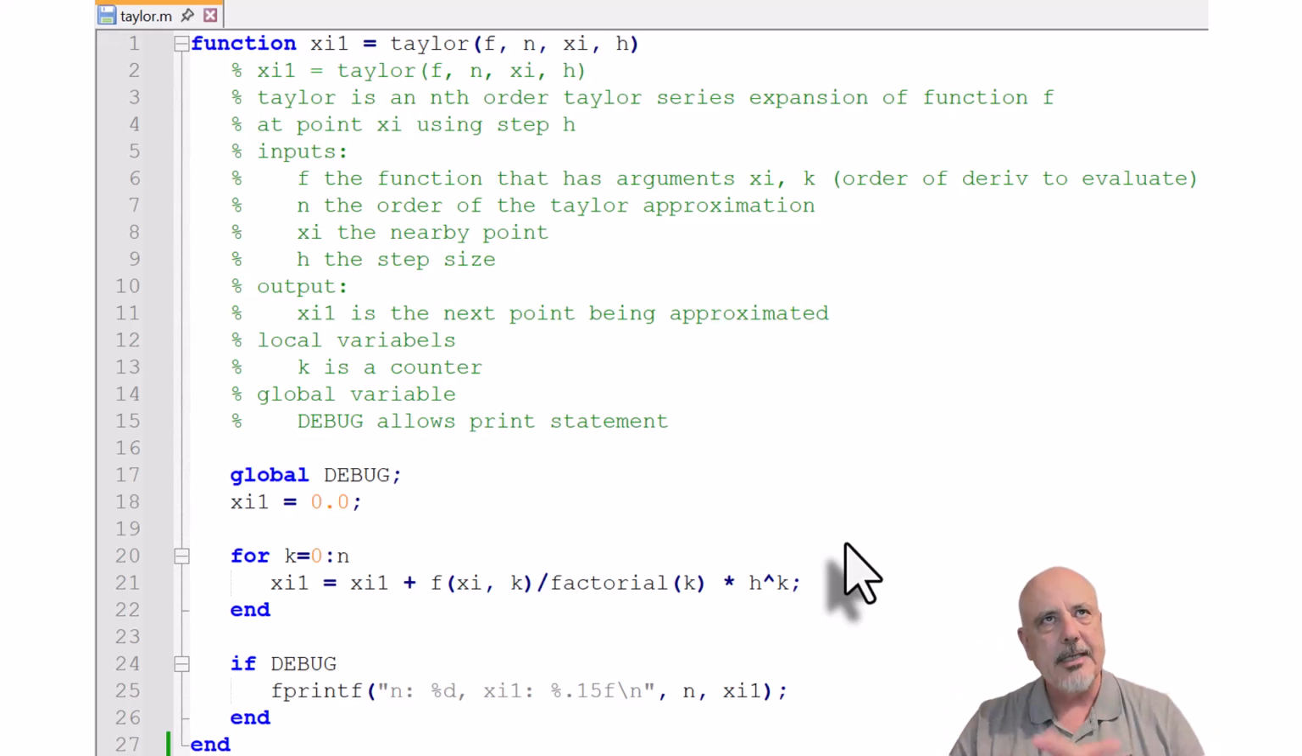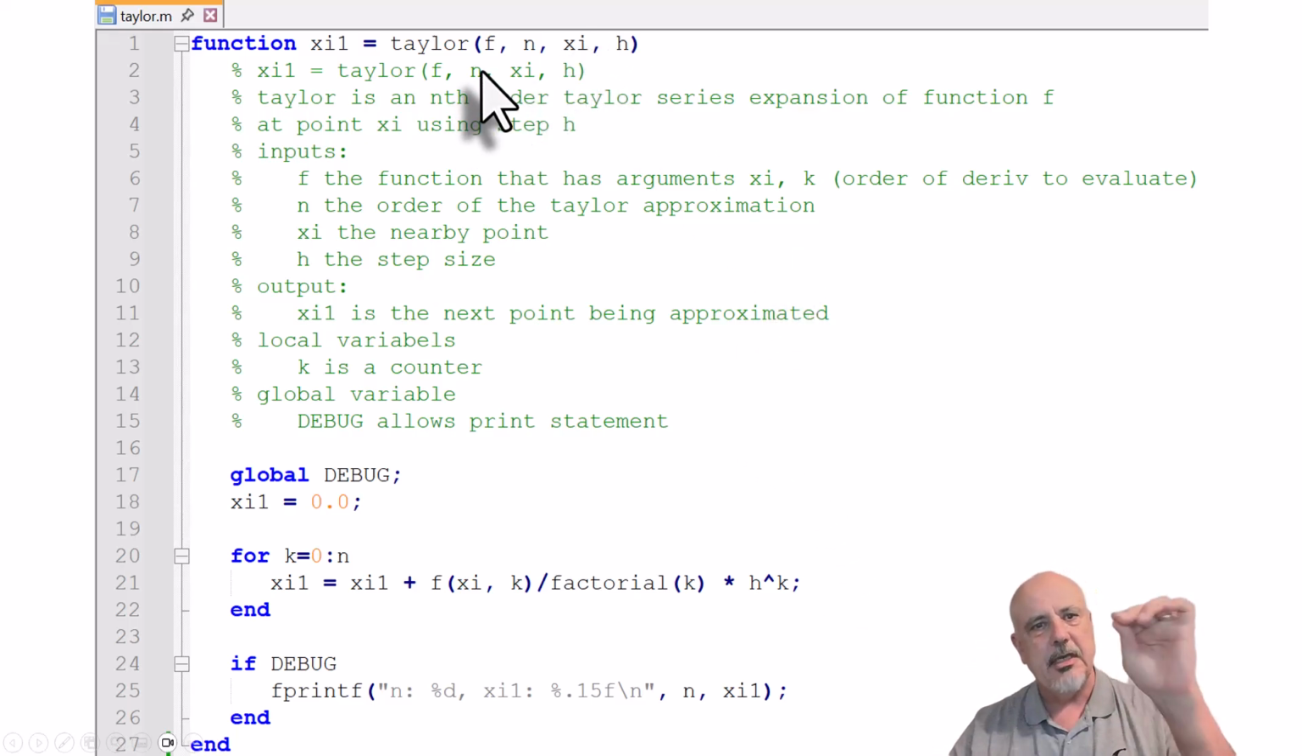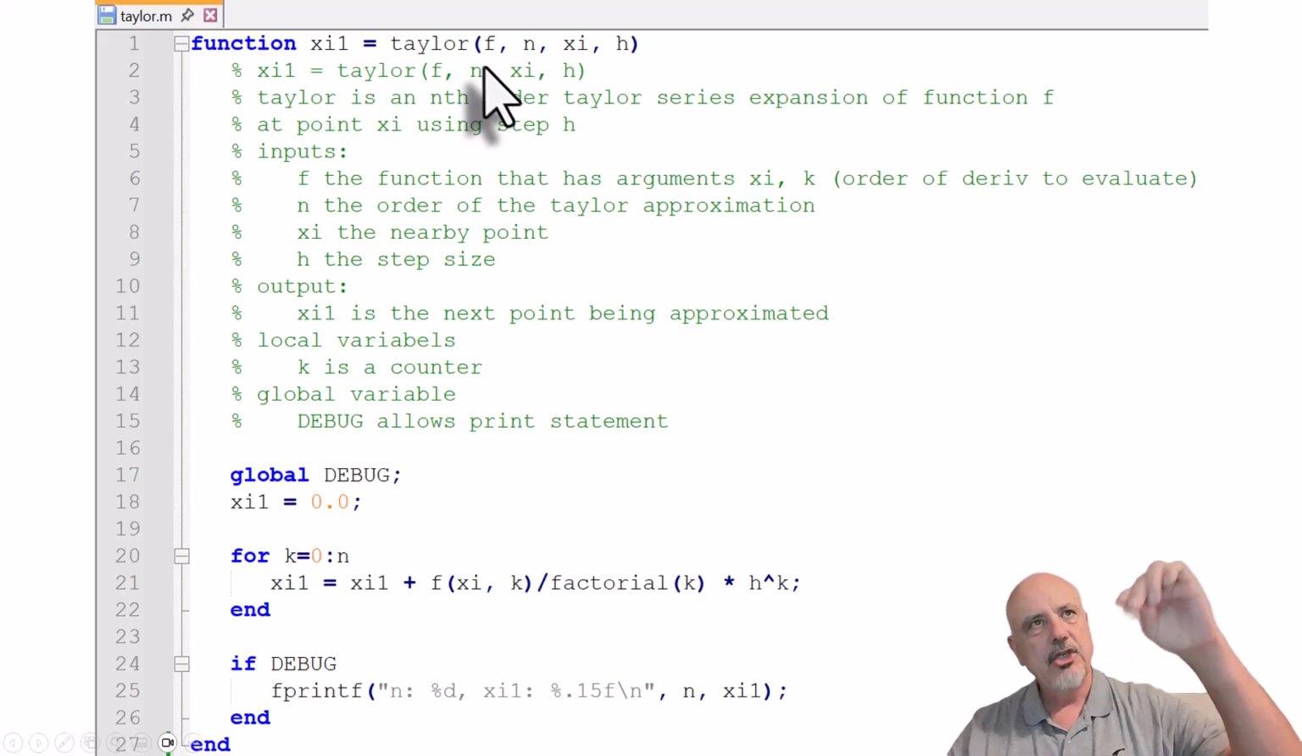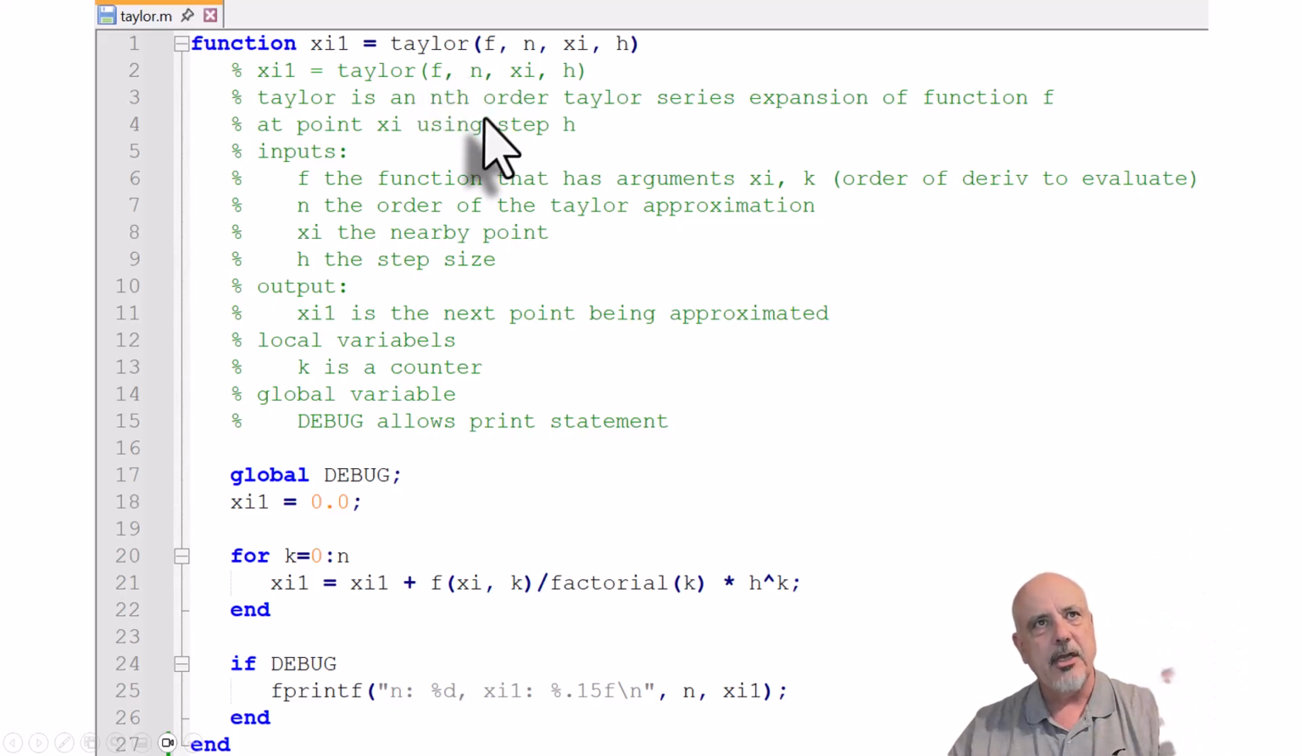So I call it Taylor f, and f is a function. So we're actually going to send a function to my function. They call this a function handle, and it's going to come in as a function. I'm actually going to call it in my for loop here in just a moment. I'll explain that in a moment.